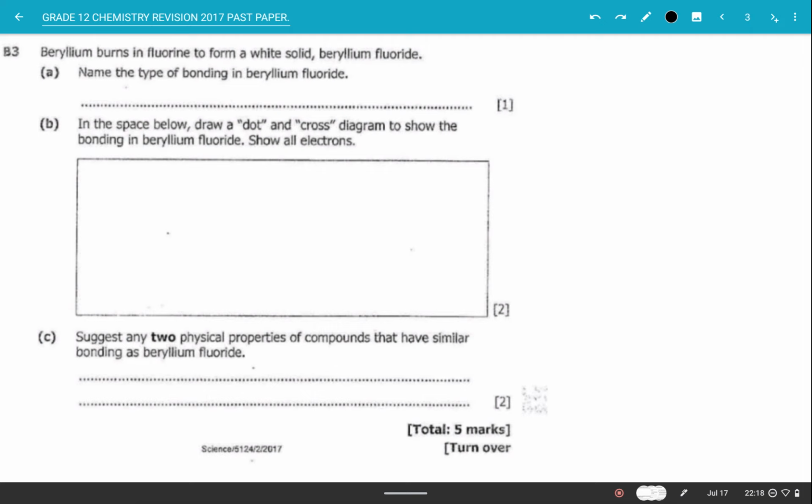So let us understand that if you look at beryllium is in group 2, while fluorine is in group 7. So you're looking at a metal reacting with a non-metal. And as a result, that is what we call an ionic type of bonding. So the type of bonding present is ionic. Others would like to term it as electrovalent bonding. So you could either say electrovalent bonding or simply just ionic bonding.